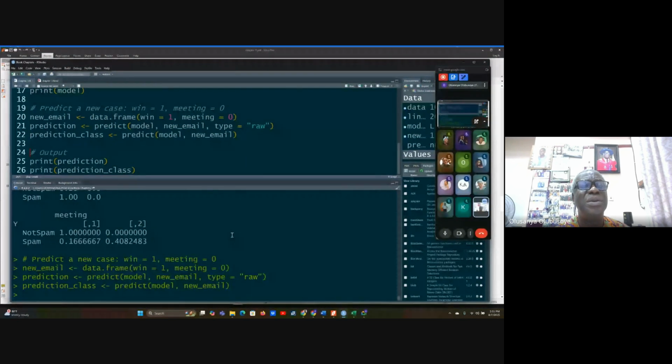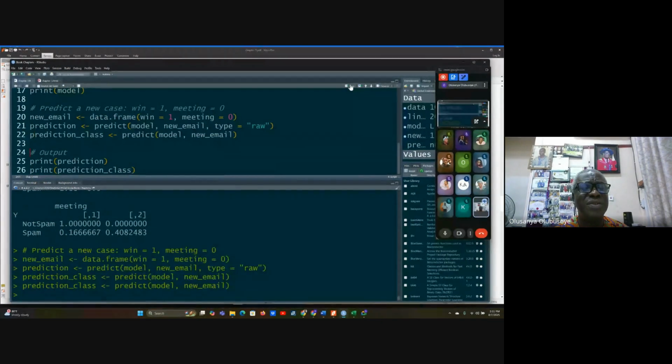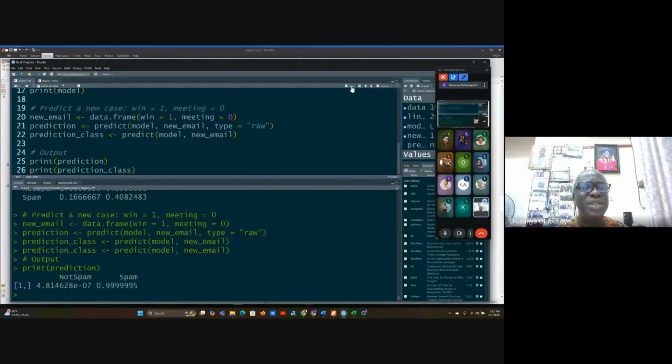So we can now classify that. First of all, this one will calculate the probability, and then this one will help us categorize them into a class. So if we run line 20, we'll now see the predicted class, and we use the function print to print the result.